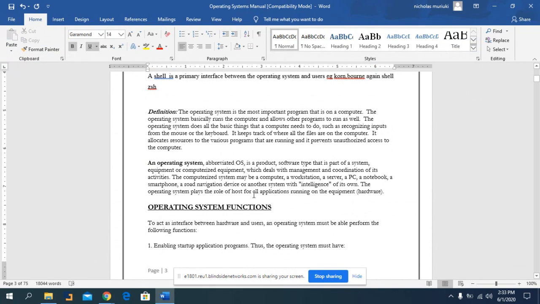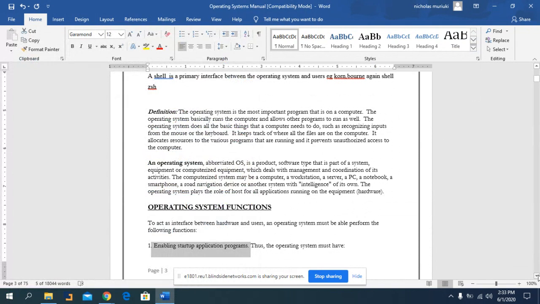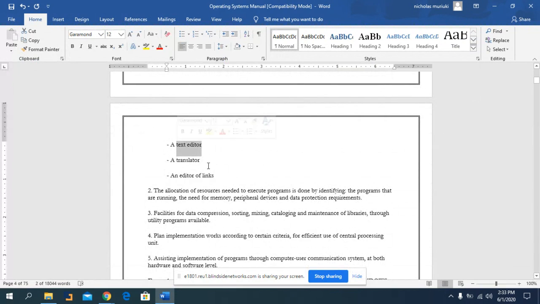And if you look at the function of operating system, one of them is enabling the startup application. So if you look at this, this is the startup application, and you can be able to understand the use of that. Then after that, we understand that this is the text editor, translators, editors of link, assuring that there is the right execution. The next one is the allocation of resources needed to execute programs. So there are many resources that are supposed to be executed, mostly input-output devices. So you have to manage, and you have to facilitate on this. Then facilitation for data compression, sorting etc.